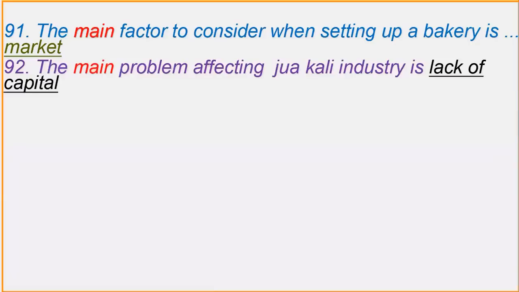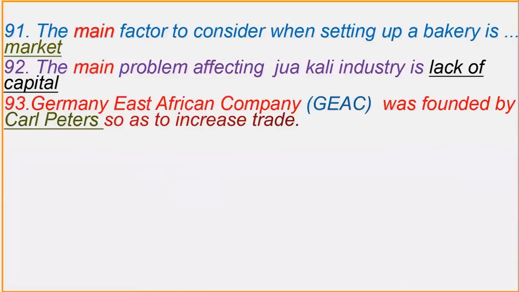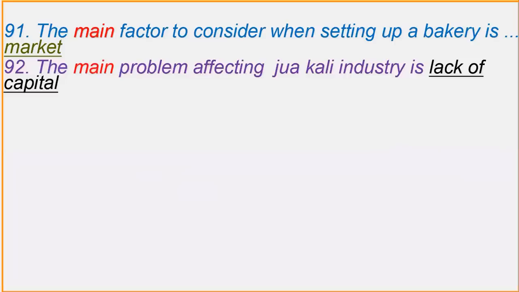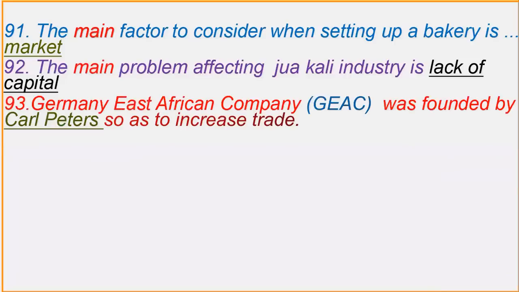Number 93. GAC, German East African Company, was founded by Karl Peters to increase trade. Karl Peters was a trader.